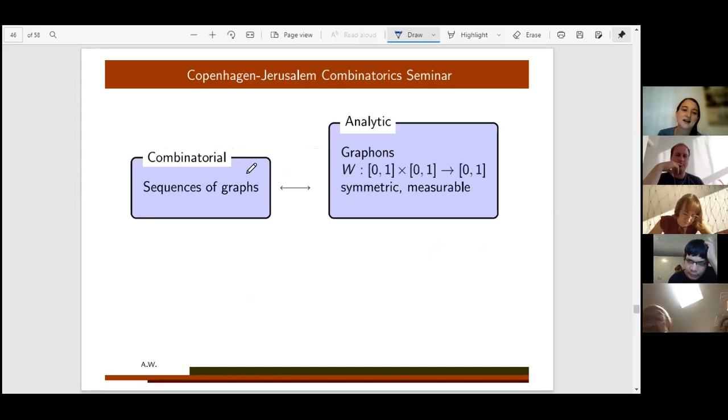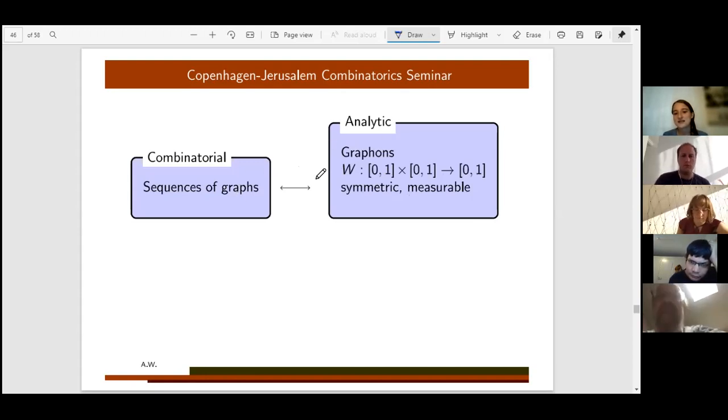So these graphons give us a bridge between sequences of graphs, which are combinatorial, and an analytic object, which is a function from the square to [0, 1], and it has to be symmetric because adjacency matrices are symmetric, and it has to be measurable. So from a graphon, we can get the sequence, and from a sequence, we can get the graphon, but only if the sequence converges.